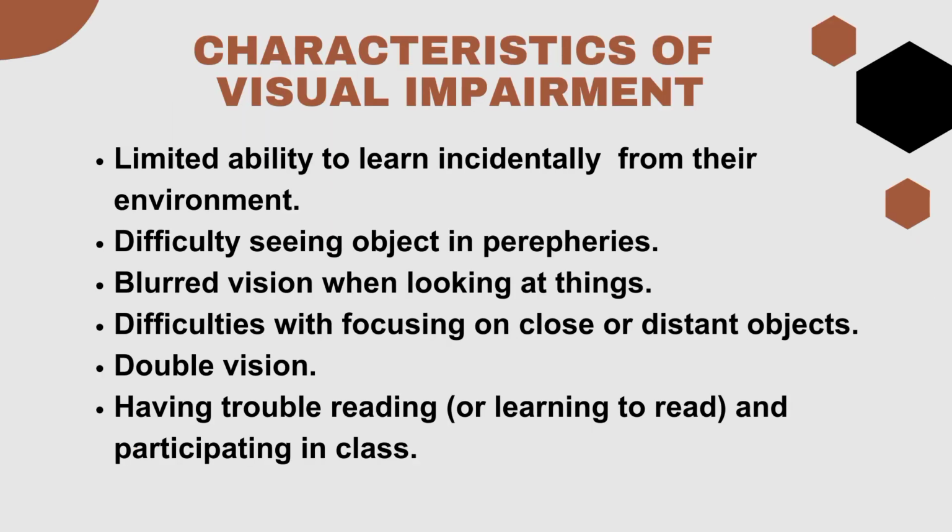These are the characteristics of visual impairment. Limited ability to learn incidentally from their environment, difficulty seeing objects in the periphery, blurred vision when looking at things, difficulties with focusing on close or distant objects, having double vision, and having trouble reading or learning to read and participating in class. Having a visual impairment makes it harder to socialize and to participate inside the classroom, and sometimes you may get bullied because of your visual impairment.